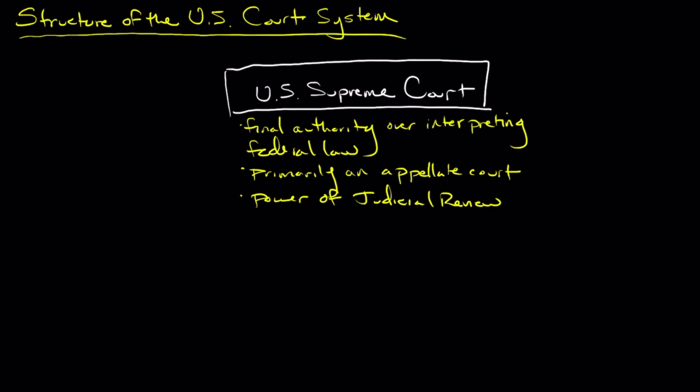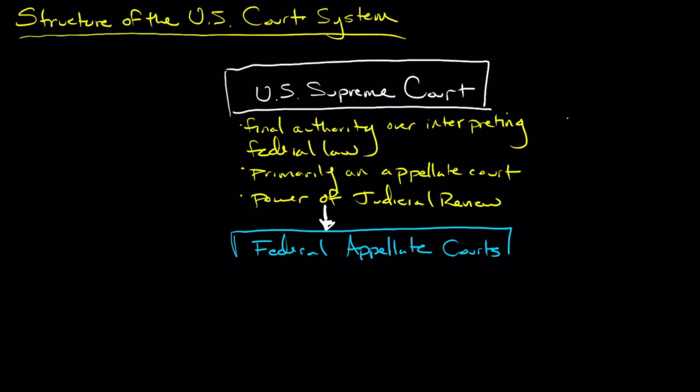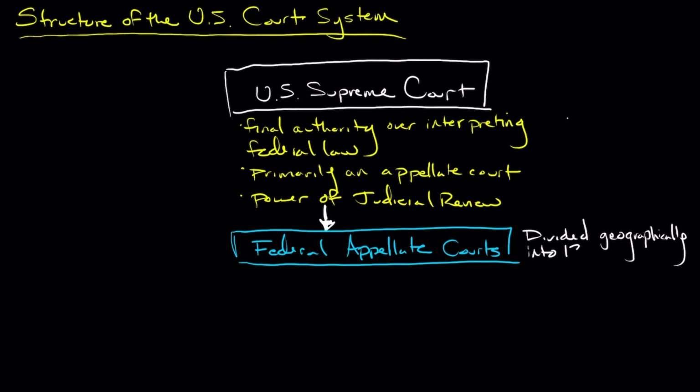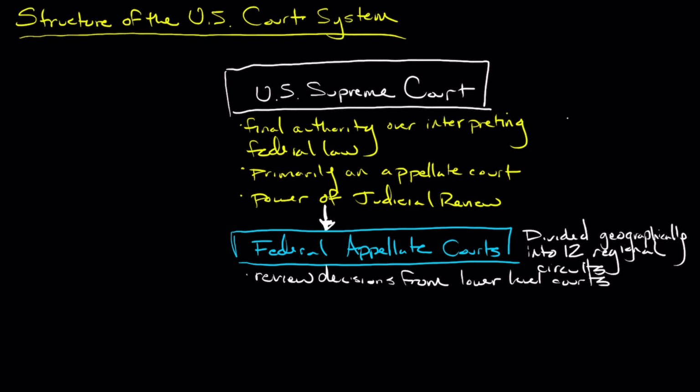Below the U.S. Supreme Court, we have the federal appellate courts, also known as circuit courts of appeals. Now, these courts are divided geographically into 12 regional circuits. The Federal Circuit Court of Appeals has nationwide jurisdiction over specific subject matters like patent law and international trade. These appellate courts review decisions made by lower federal courts, ensuring consistency in the interpretation and application of federal law.